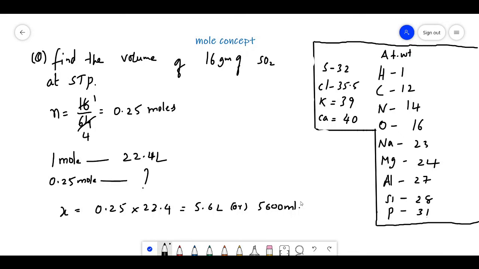So this is all about mole concept, and by using these examples you can try some more problems, and that's all for the day. Thank you.